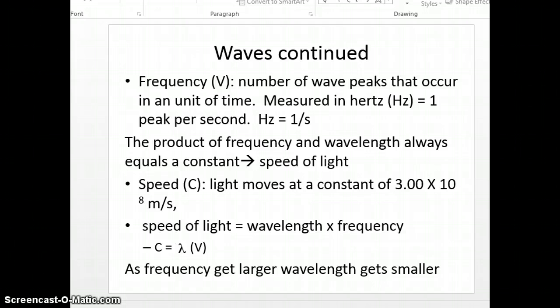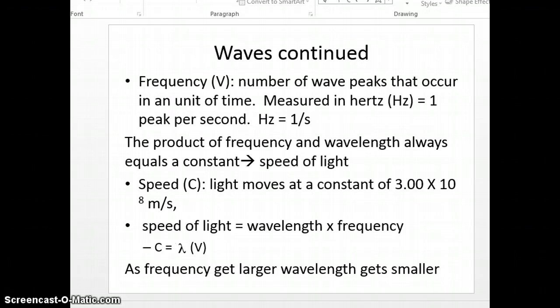The product of frequency and wavelength always equals a constant, and that constant is the speed of light. The symbol for the speed of light is a capital C, which is why when we're doing calories, you cannot just use capital C. Capital C is the speed of light. When we are writing out calories, big calories versus little calories, it's capital Cal or small cal. So the speed of light moves at a constant of 3.00 times 10 to the 8th meters per second.